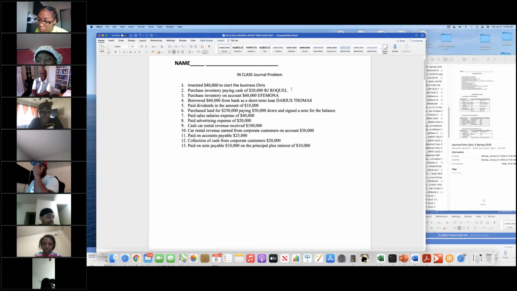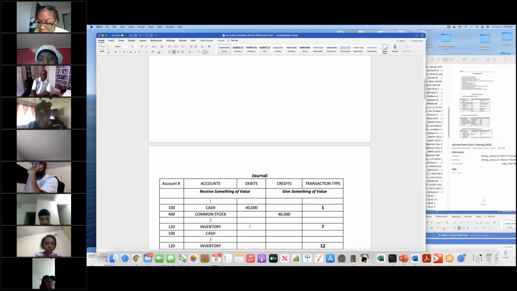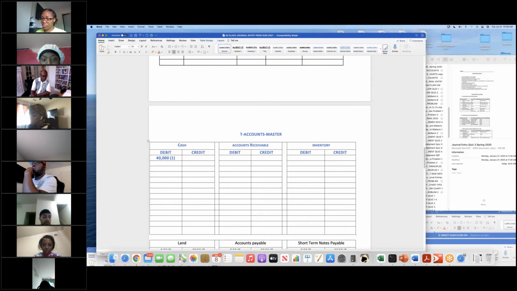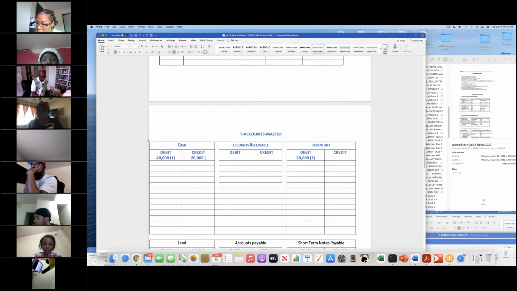Okay, so I have number two. It's going to be 120 for inventory. What's my type? It's going to be type 7. Okay. For debit 20,000. It's going to be 100 for cash and credit 20,000. Let's see if we can post that. Then go down to find inventory. It'll be debit 20,000. For number two, it'll be cash for credit 20,000.